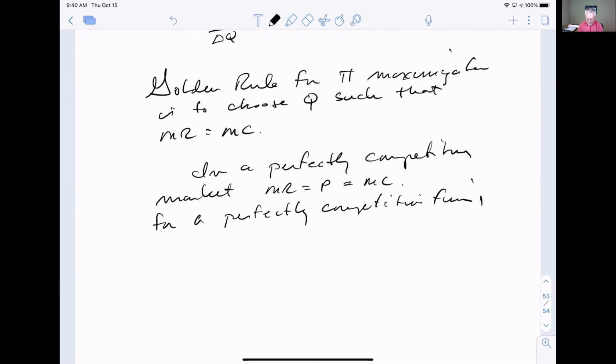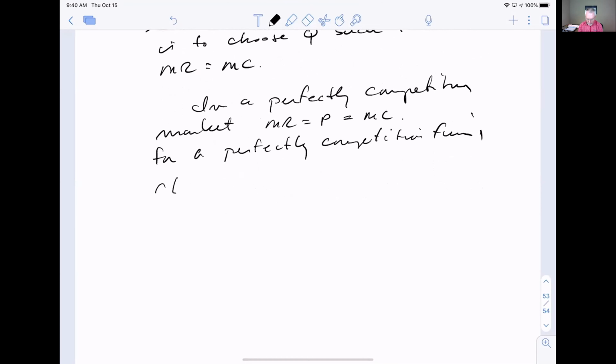Our golden rule will be choose Q such that price is equal to marginal cost. Now, your authors in the textbook make it clear right up front that your profit maximization might occur at Q equals 0. So the rule needs to be amended.